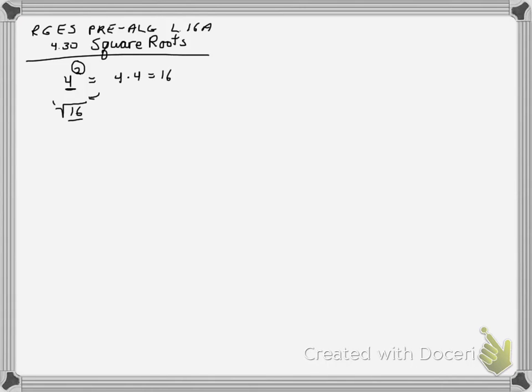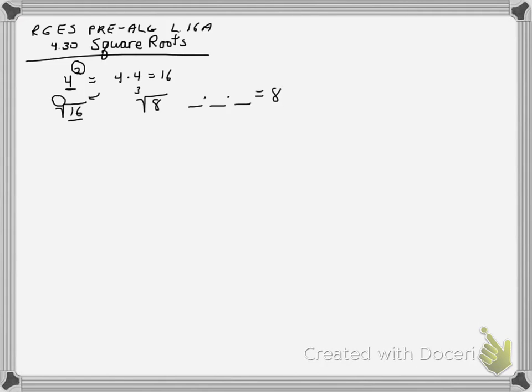For a square root, if there's no number right there, we assume that means square root. But I could say cubed root. What is the cubed root of 8? Then I'm saying, what number multiplied by itself 3 times will equal 8? The same number multiplied by itself 3 times.